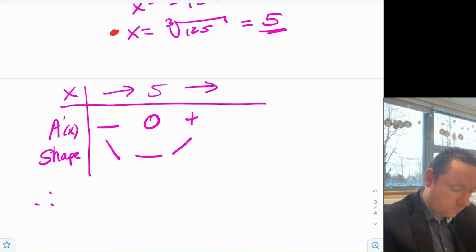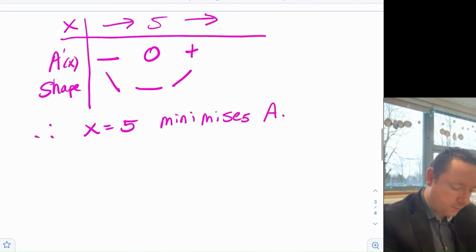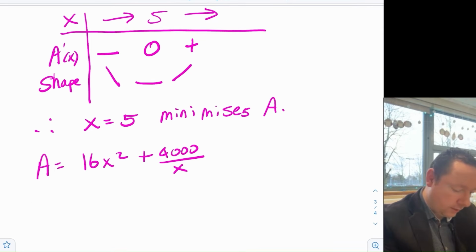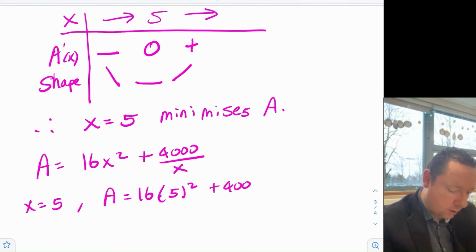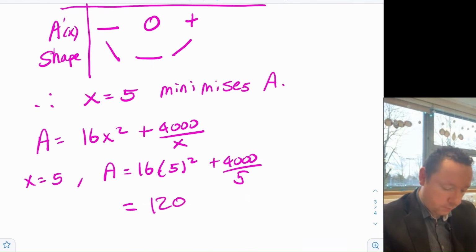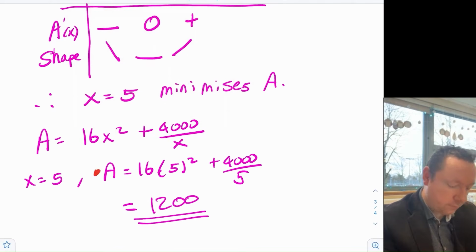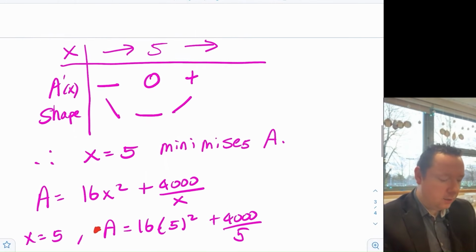Therefore, x equals 5 minimizes A. So to get A, remember, x equal to 5, we work out our area equals 16 times 5 squared plus 4,000 over 5, 1,200 for your final mark.